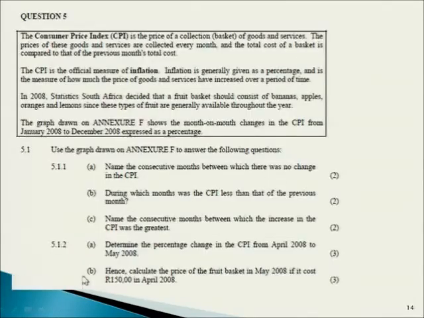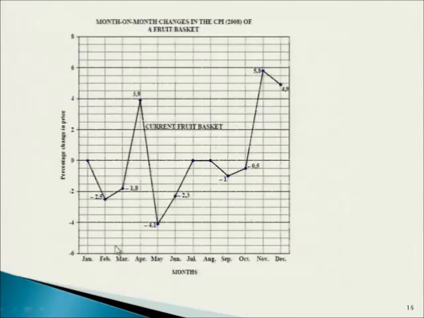Now the next question, if I look at question 5.1.2, determine the percentage change from April to May. So let's go to the graph. The percentage change from April to May. How much was it in April? It was 3,9. How much was it in May? Minus 4,1. Because all the units are already in percentage, I can just subtract them from each other and say it is minus 4,1 minus 3,9, and that gives me minus 8.